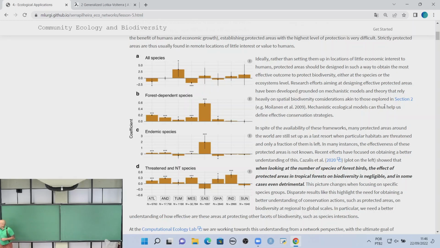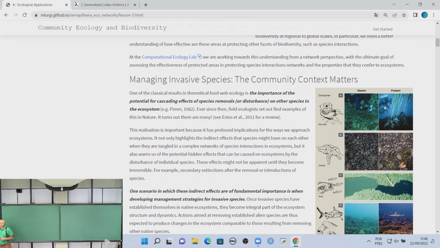So the next ecological application I wanted to talk about today is the management of invasive species. And here we have a whole set of theoretical predictions that come from food web theory, which basically highlights the importance of the potential for cascading effects of species removals on other species in the ecosystems.